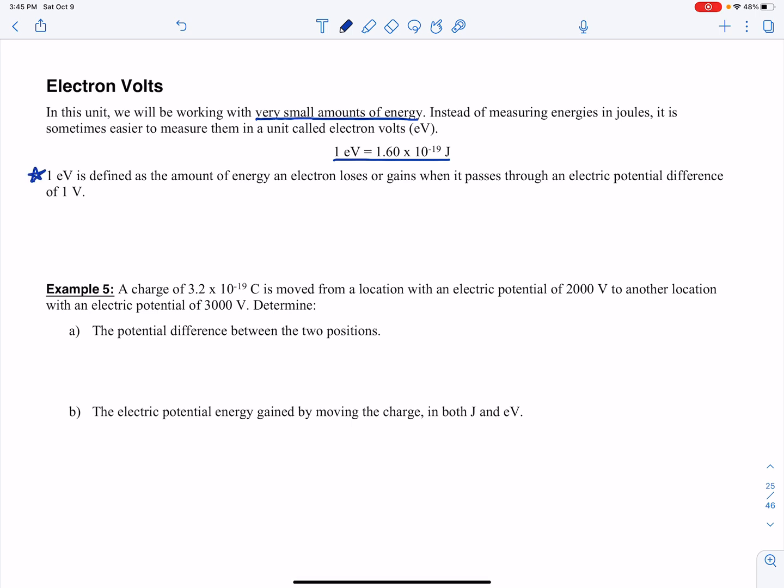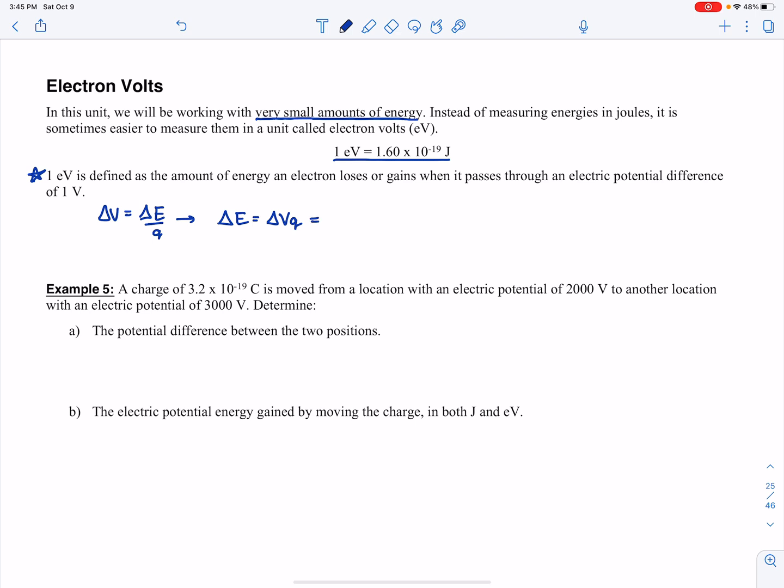So 1 electron volt is defined as the amount of energy that an electron loses or gains when it passes through an electric potential difference of 1 volt. So remember we have this formula here. Delta V is the change in energy over the charge. If we rearrange for change in energy, we get change in energy is the electric potential difference times the charge.